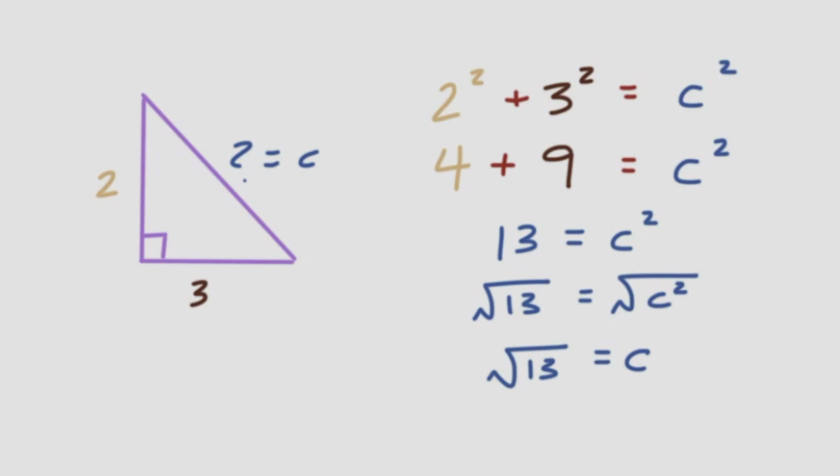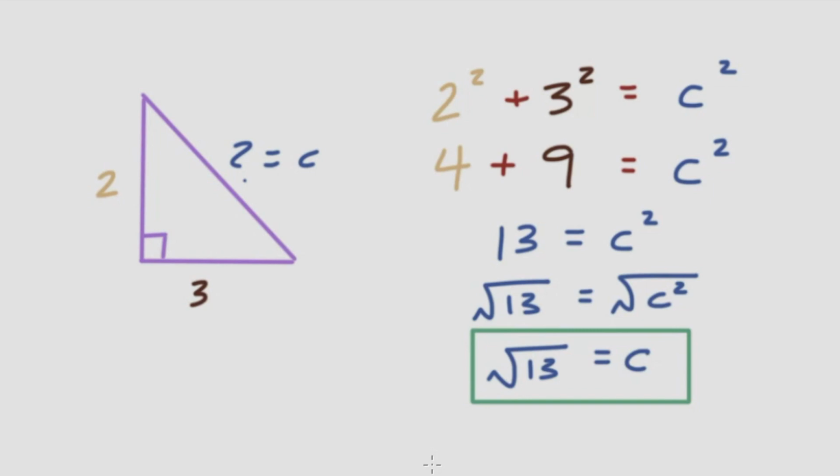Now this point might be a little confusing to some of you. Basically, if you square something and you find that number, you can square root that number to get the original. The square and the square root are opposites in this case. So as a result, this gives us root 13. Now some of you might also be wondering, wait, I thought the square roots have a negative and a positive.